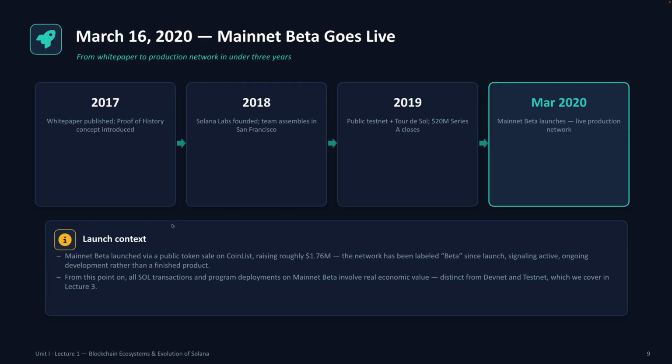2017, white paper published, the proof of history concept was introduced. 2018, Solana Labs founded, the team assembled in San Francisco. 2019, public testnet plus Tour de Sol and a $20 million Series A closes. And in March 2020, the Mainnet Beta launches as the live production network.